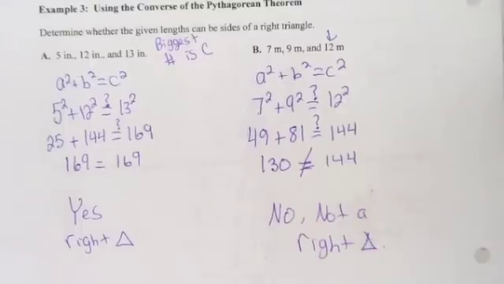And that is how you decide if a triangle is a right triangle. And that is a review on the Pythagorean theorem.